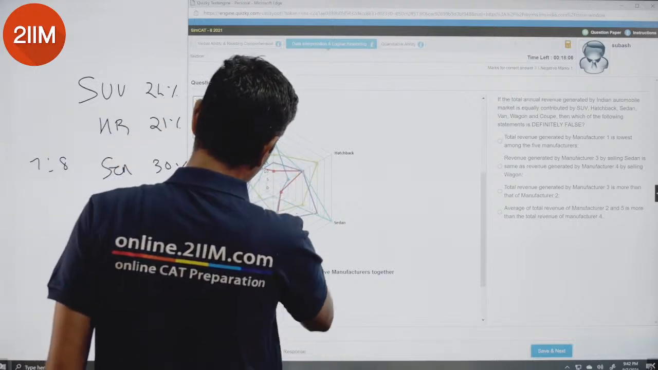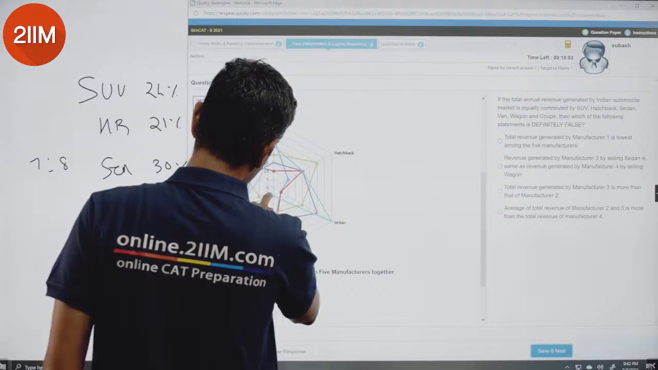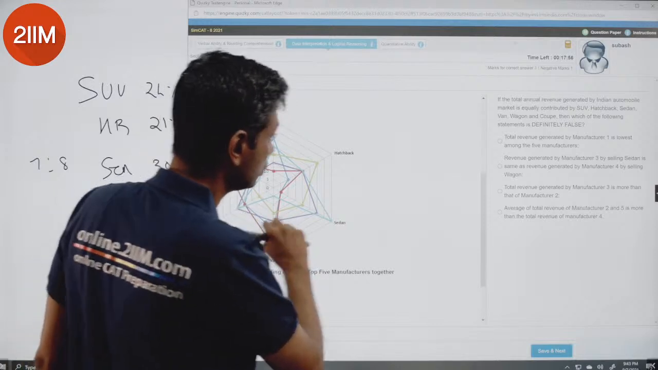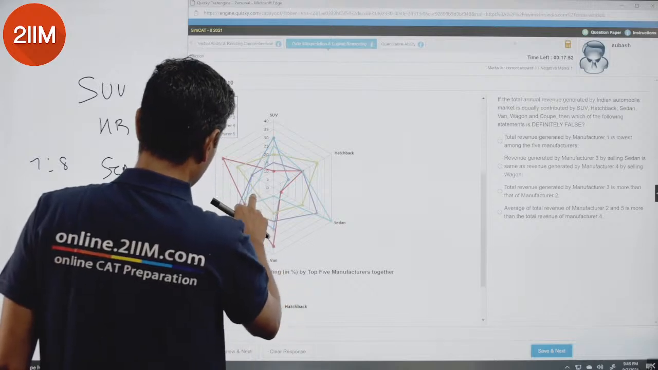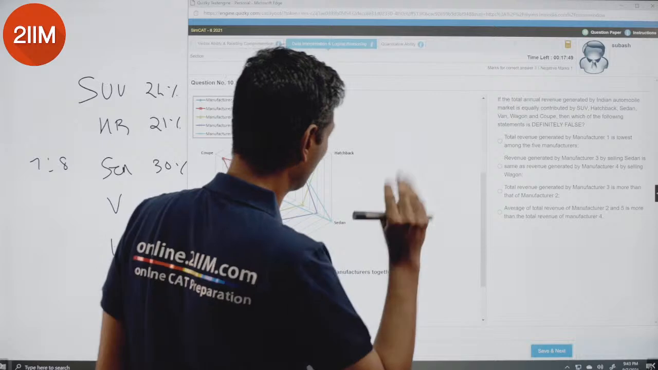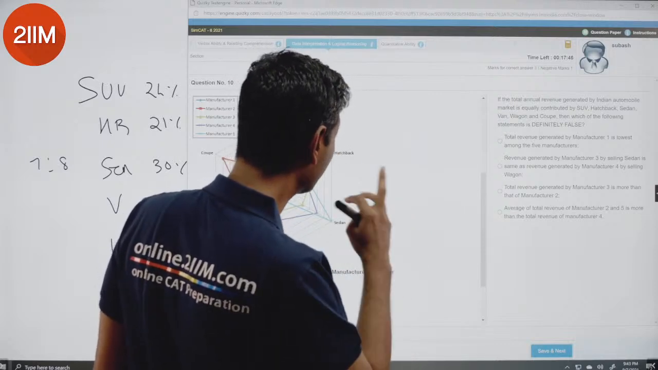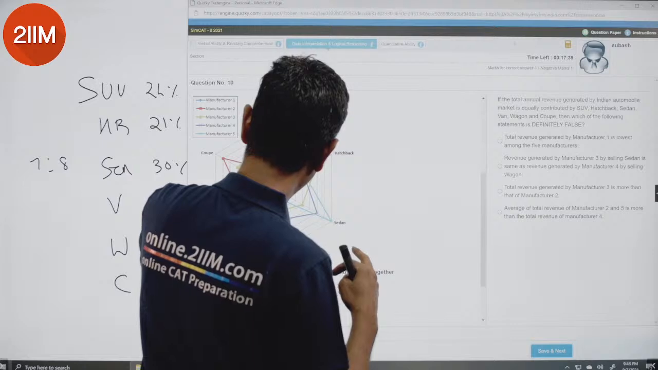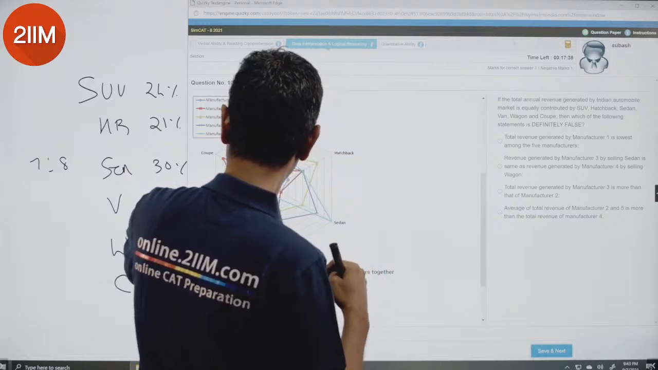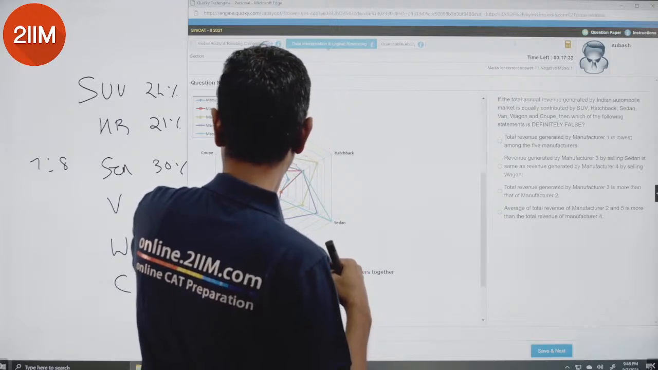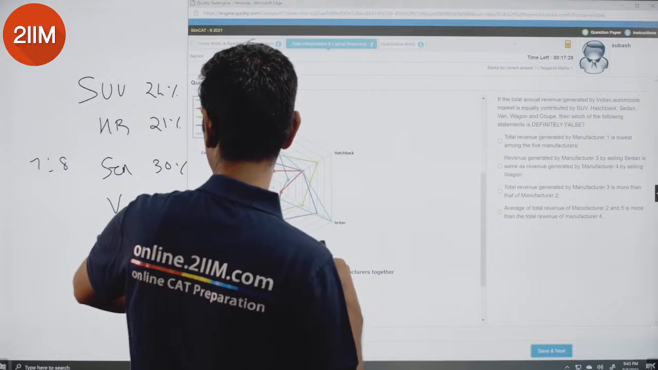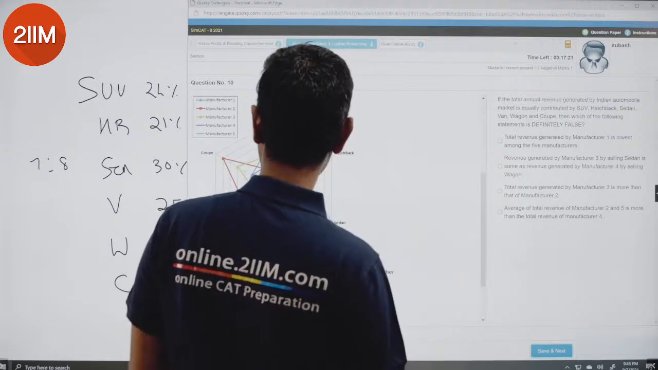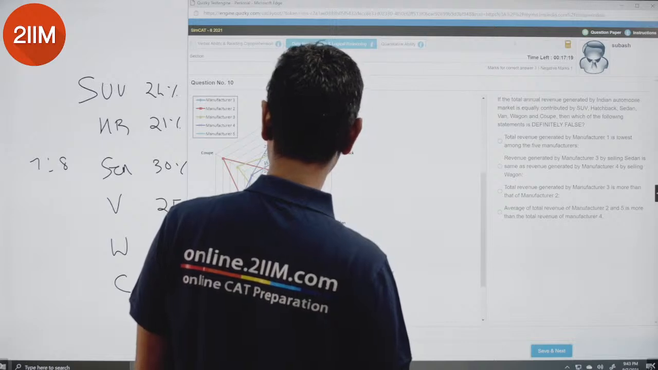By selling. This is 5, 10%, that is 5% of the market. 5, 10, 15, 20%. Manufacturer 4 by selling wagon here, sorry. 5, 10, 15, 20, 25% and 5% doesn't look like that. Revenue generated by manufacturer 3 by selling sedan, manufacturer 3 is green and sedan. 5, 10, 15, 20% of sedan is 4 by wagon. 5, 10, 15, 20, 25% of wagon, sedan and wagon. Total revenue generated by manufacturer 3 is more than that of manufacturer 2. Manufacturer 3, manufacturer 2. Tricky.